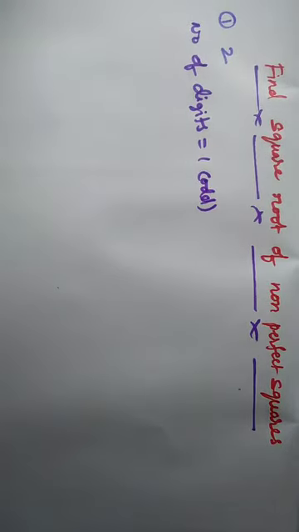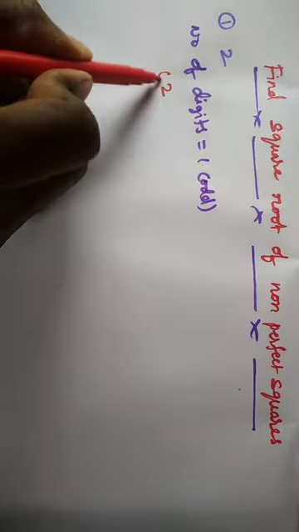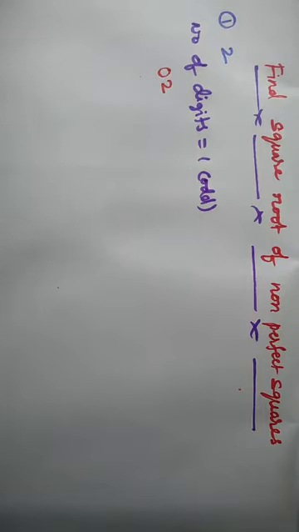So we have an odd number of digits. While finding the square root of any number, there should be an even number of digits. So here 2, here 0. By placing zeros, we have to make an even number of digits in the number. After that, now we have to start the procedure.